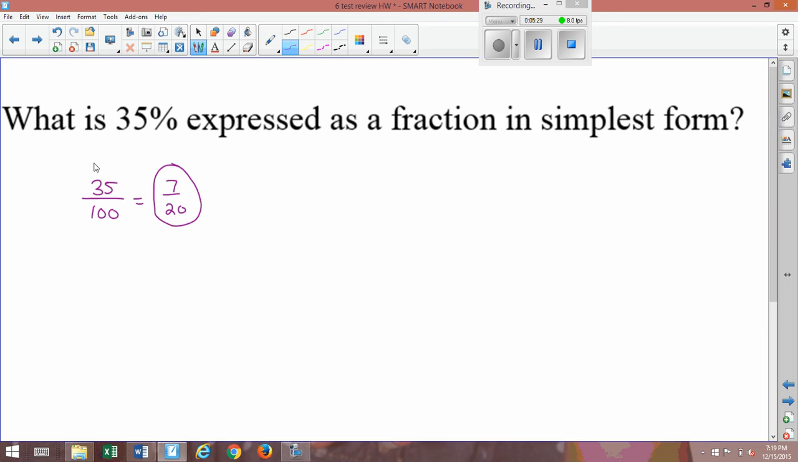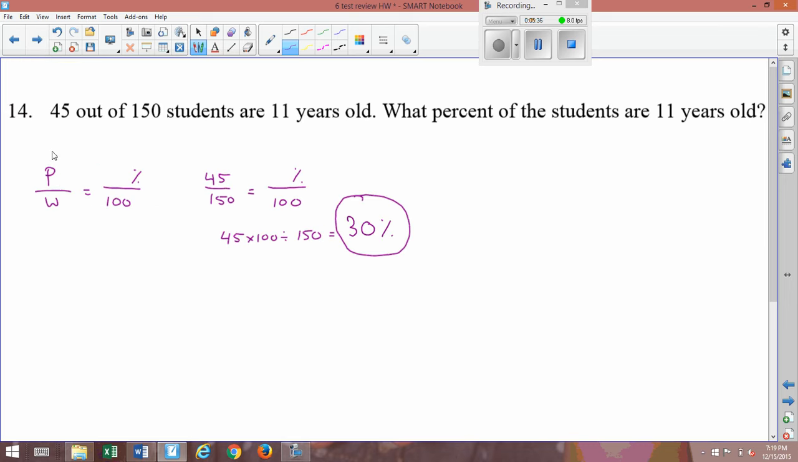What is 35% expressed as a fraction in simplest form? That's 35 over 100. Reduce it down. You get 7/20.